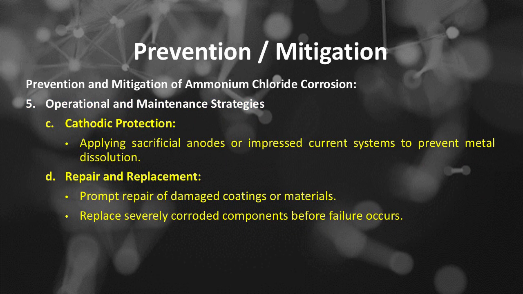Operational and maintenance strategies. C is cathodic protection, applying sacrificial anodes or impressed current systems to prevent metal dissolution. D is repair and replacement: prompt repair of damaged coatings or materials, and replacing severely corroded components before failure occurs.